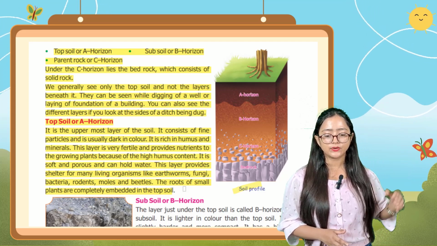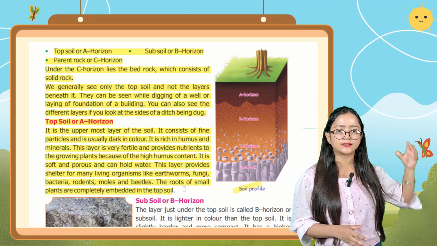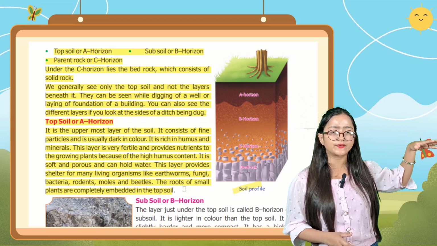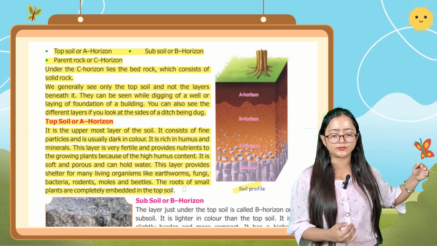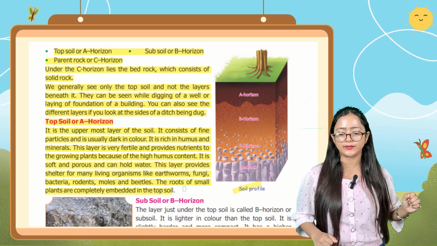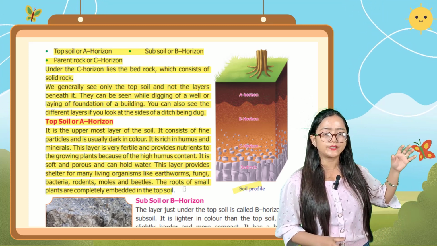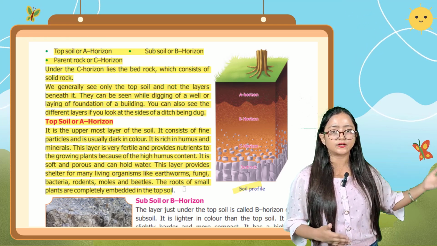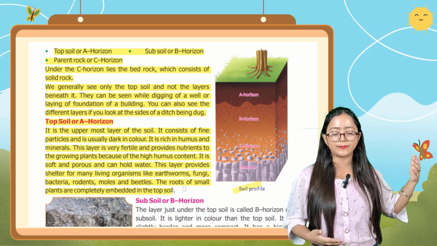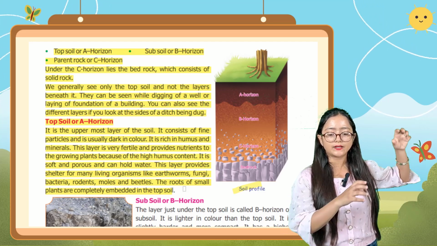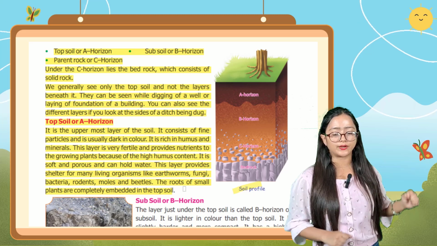So in this topsoil you can see that it is rich in humus and minerals, and also it is much more fertile as compared to the subsoil, and it also provides nutrients to the growing plants. This layer also provides shelter to many little organisms, like earthworms, redworms, fungi and bacteria. And the roots of small plants are completely embedded in this topsoil.